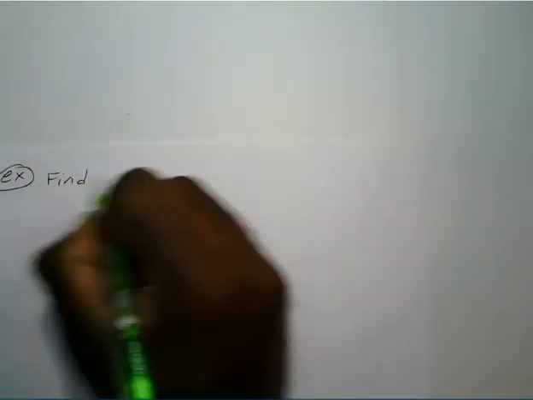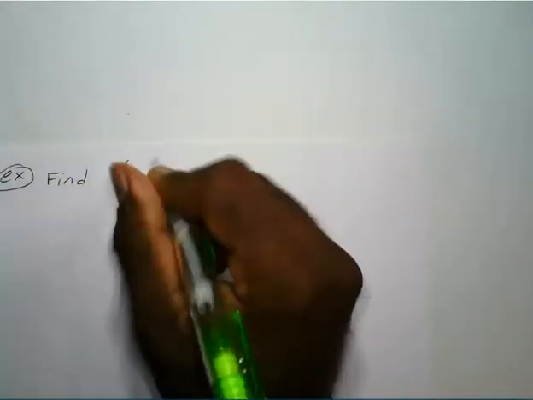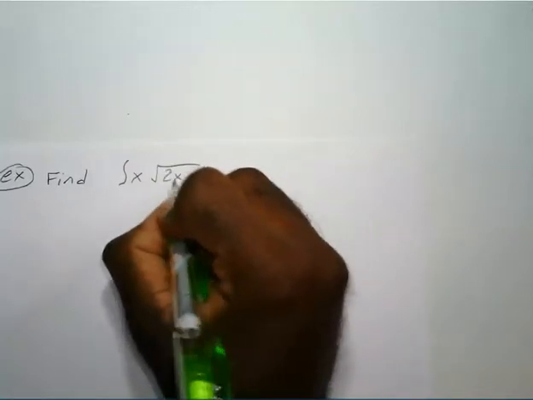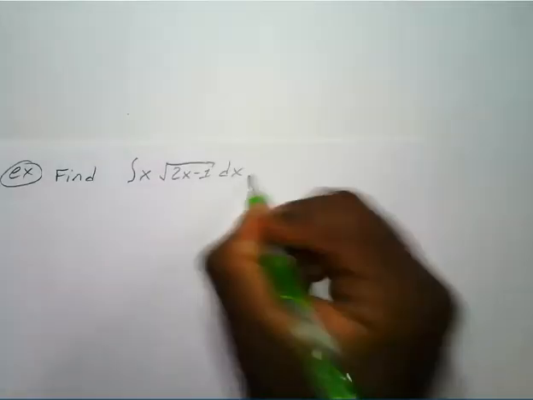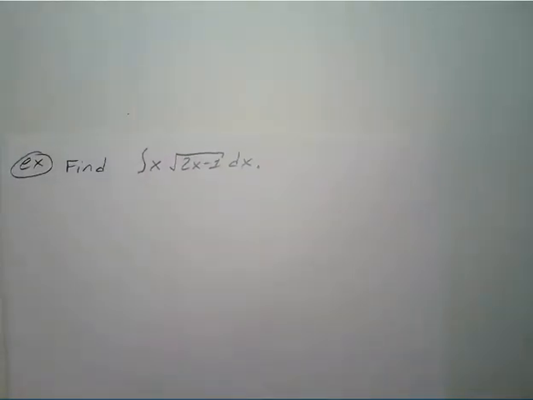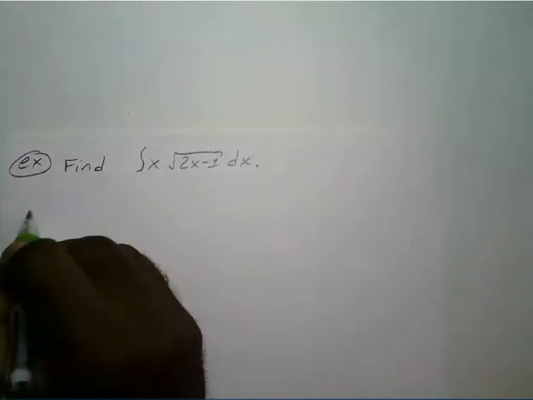All right, so let's say, for example, what if we have, instead of just the square root of 2x minus 1, what if we wanted to find the integral of x times the square root of 2x minus 1 with respect to x? Okay, so it's just a little bit different, and sometimes with integrals, those little changes mean a whole lot. They can change up how you approach it.